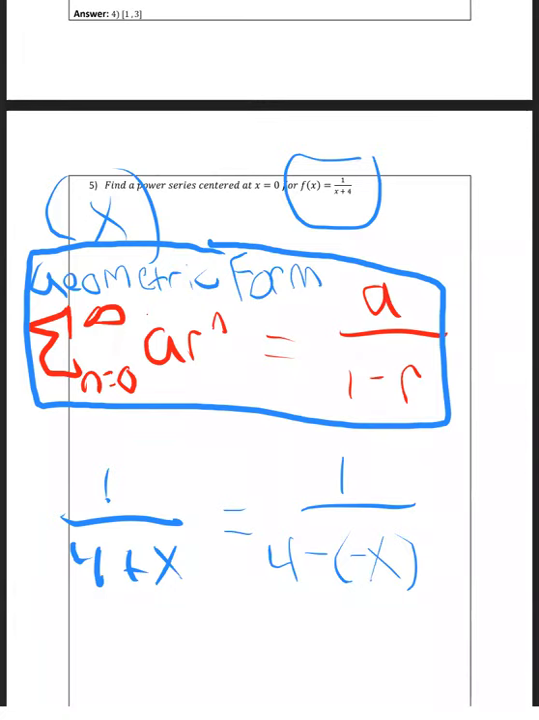But basically what I've done so far is I've manipulated this so that it can slowly but surely start looking like a over 1 minus r. Does that make sense? So look, a is going to be a random number. Notice how it's just a, but this has to be 1. It literally has to be 1. So how do we get 1 over here? You have to divide over 4, right?